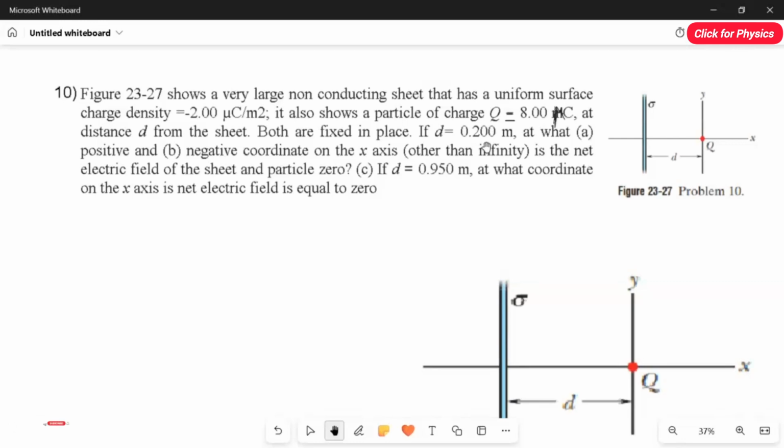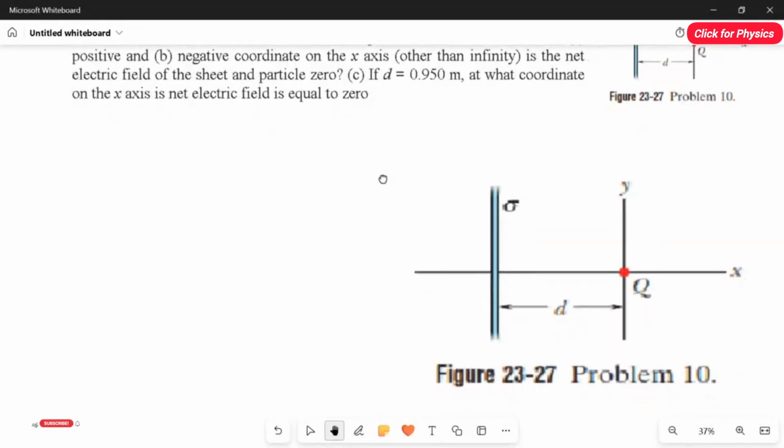Now we are going to find the positive and the negative coordinate on the x-axis where the net electric field due to this thin sheet as well as the charge should be equal to 0. For that, we have to identify the electric field value. So let's first find the direction of the electric field, and identify where the net electric field should be equal to 0. So let's see this diagram.